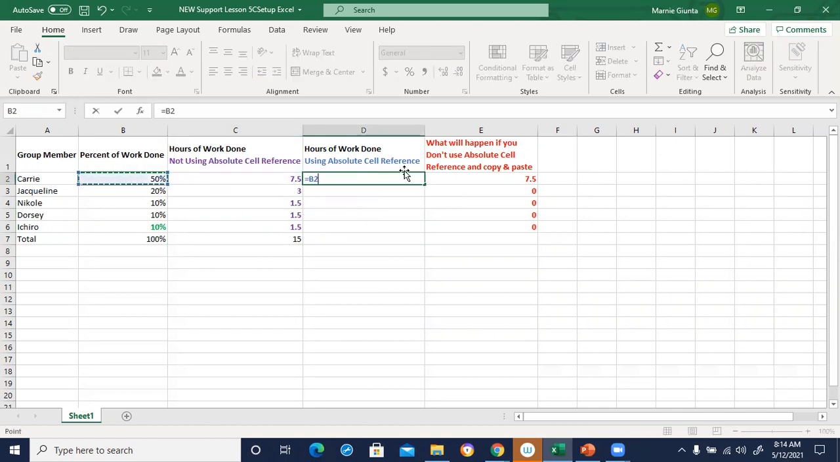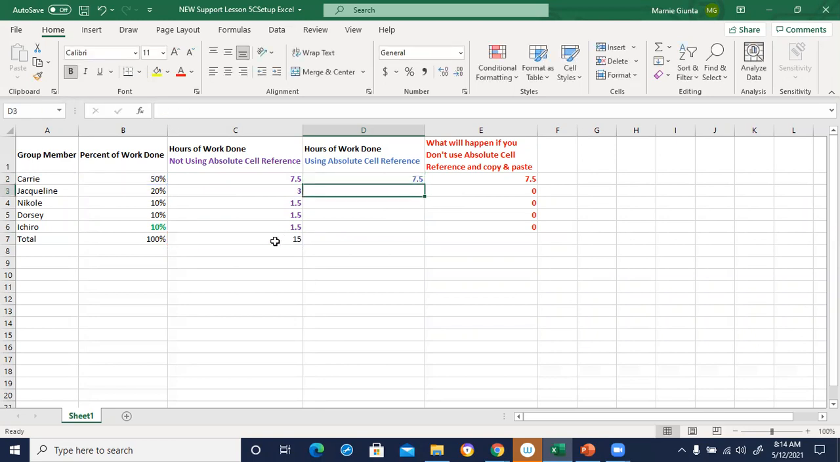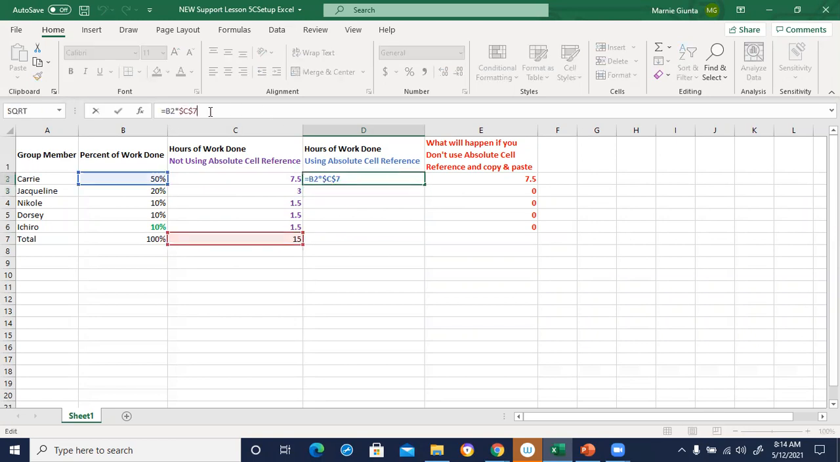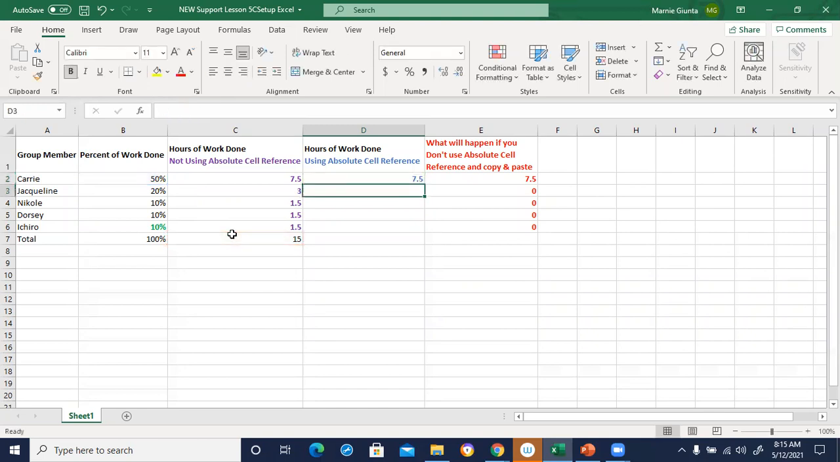So I will do that right here. I have equals the 50% times $C$7. Notice how when I did that, let's do that again, $C$7. Notice how it grabbed the cells. You can see the two highlighted cells. As soon as I type that, you've got this 50% highlighted and your 15 highlighted. That's exactly the calculation you want. Hit enter. You get your 7.5.